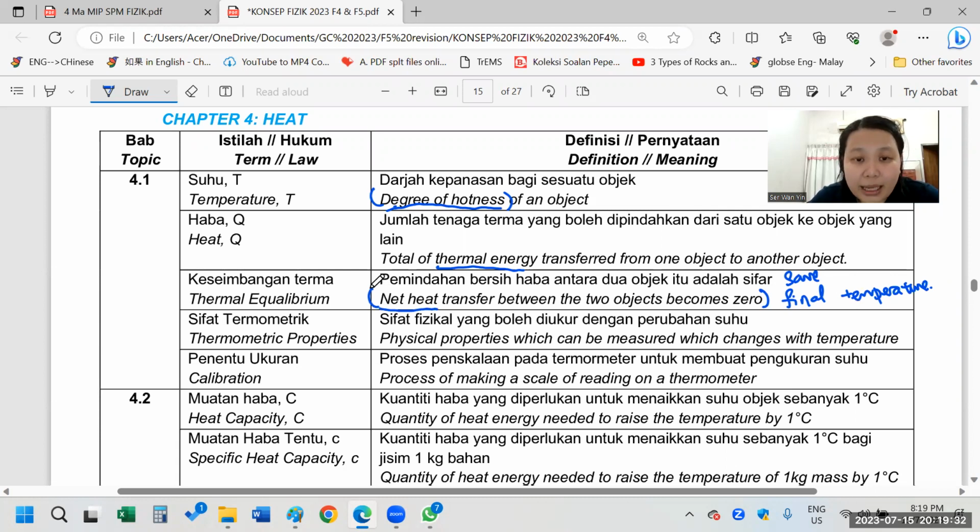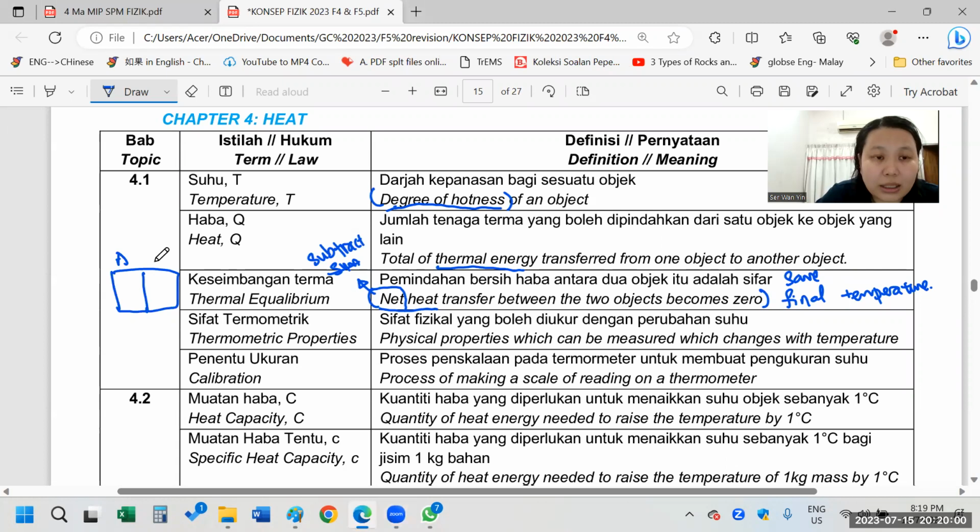Net heat. May I know what is the meaning of net? Sum, total? You can say sum or total, but the better word is subtract. Subtract. So you can draw here.